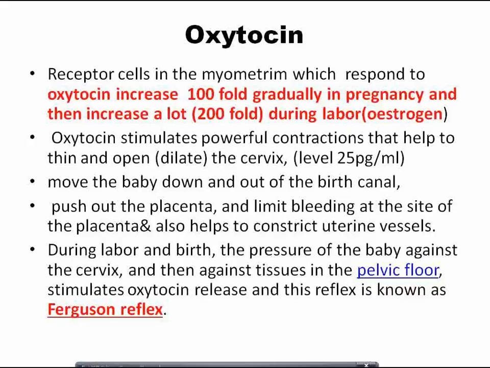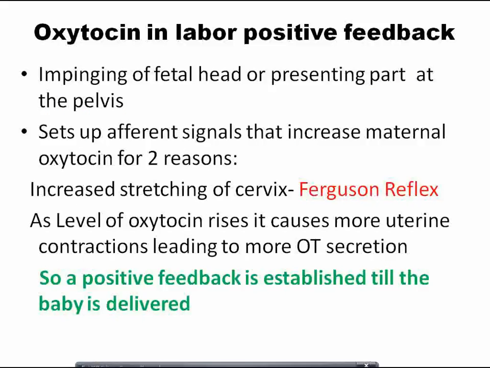And one very important thing we must consider is that during labor and birth, as the baby goes down the birth canal, the pressure of the baby against the cervix and against the pelvic floor stimulates oxytocin release, and this is a reflex action which is known as the Ferguson reflex. And due to this Ferguson reflex, the oxytocin goes on increasing, and there is a positive feedback of oxytocin secretion. Thus, oxytocin secretion during labor is a positive feedback mechanism.